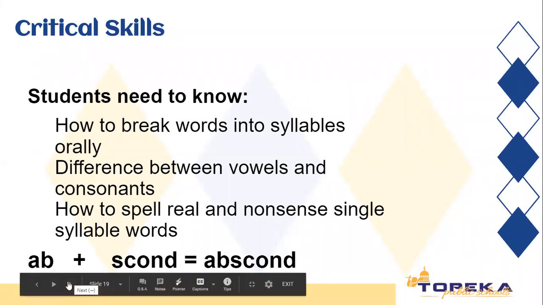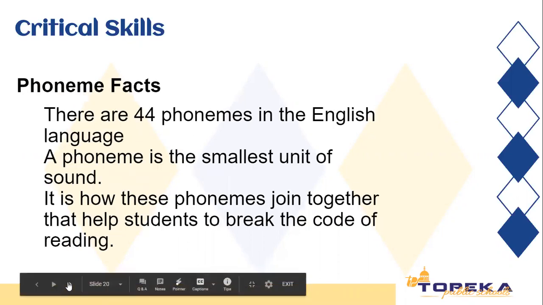And students also need to know how to spell real and nonsense single syllable words. And we know that that foundational instruction is in grades K through 2. In grades 3 through 5, you are working on spelling real and nonsense words with multi-syllables. Also, it's important to know that when we look at phonemes, there are 44 phonemes in the English language. A phoneme is simply the smallest unit of sound in a word. So if we take those 44 phonemes, it is how those phonemes join together that create words, and by teaching students those 44 phonemes, it's also how students can break the code to reading.